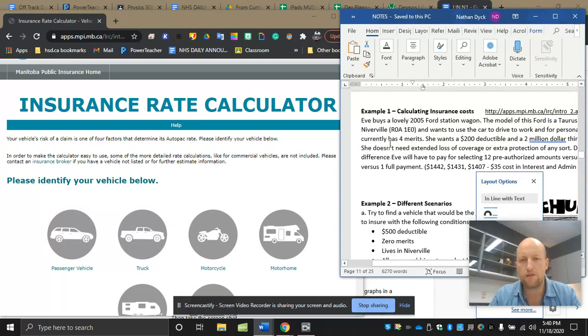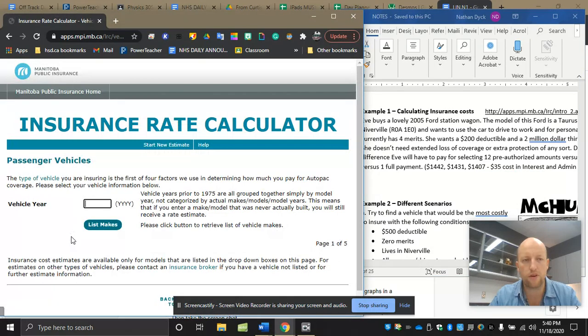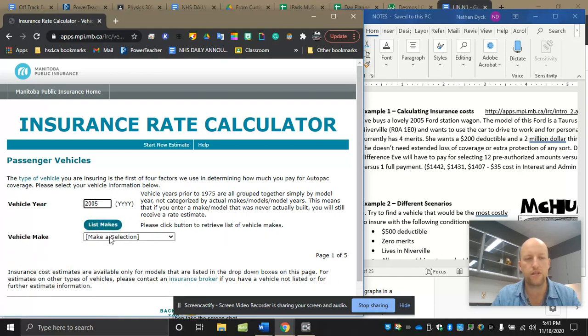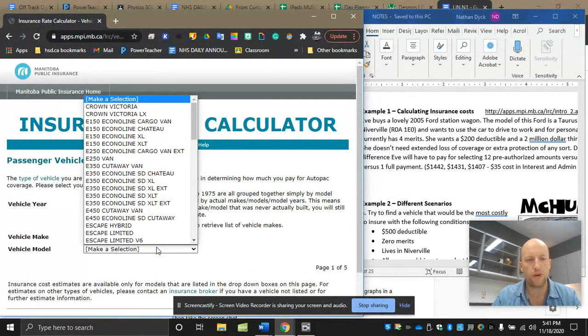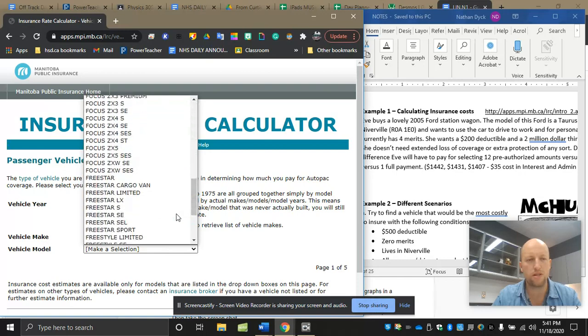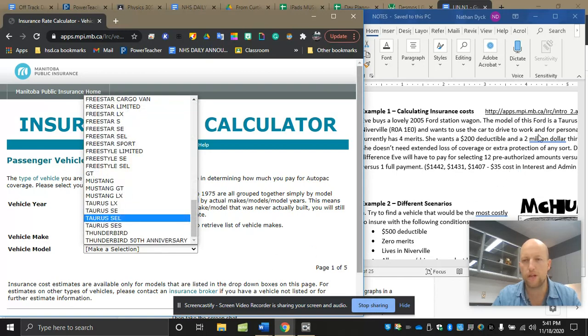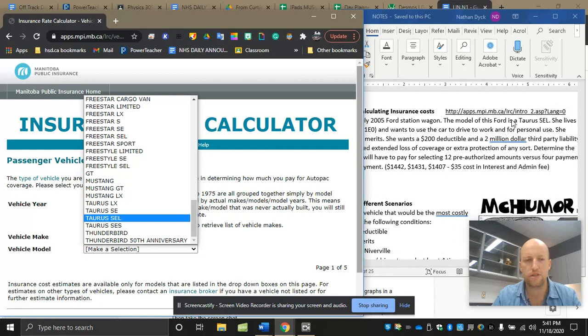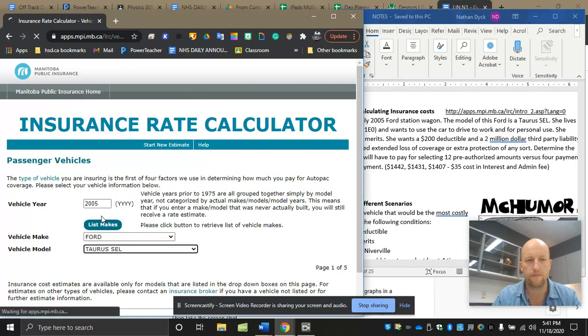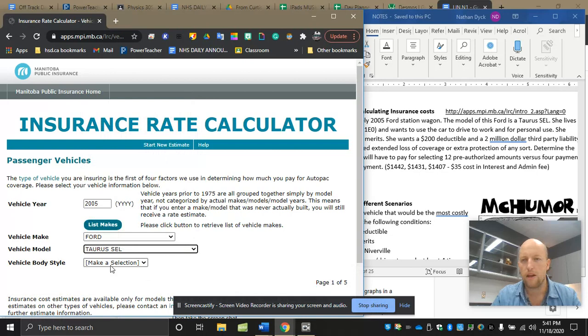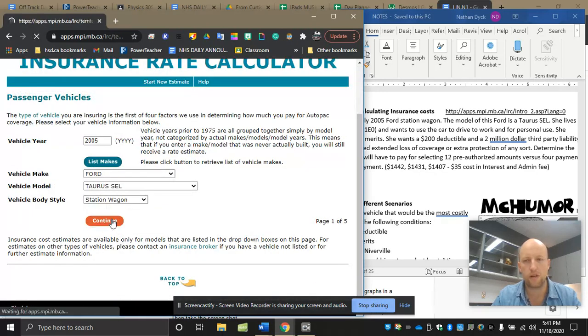Okay, Eve buys a lovely 2005 Ford station wagon. So if we're taking a look at this, we're going to go to passenger vehicle right over here. What year is it? I just finished saying 2005. And now we start going down this whole list here. So a list of the make. It was a Ford. It was a station wagon. But what type of station wagon was it? So we just keep reading here. The model is a Ford Taurus SEL. So Ford Taurus SEL. And the body, we had said it was a station wagon. At this point, we can now continue.